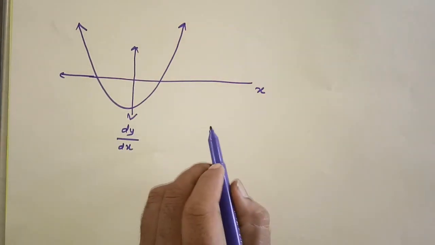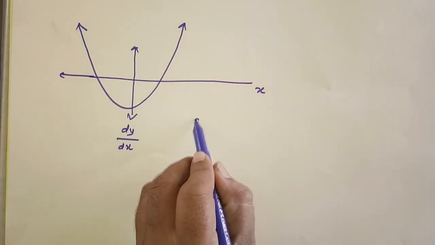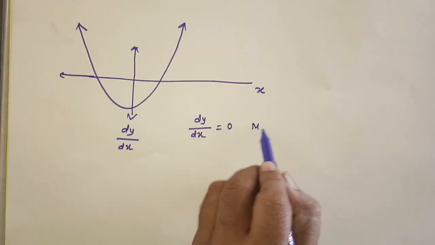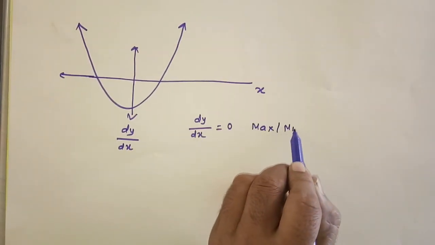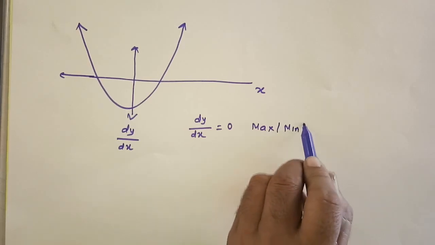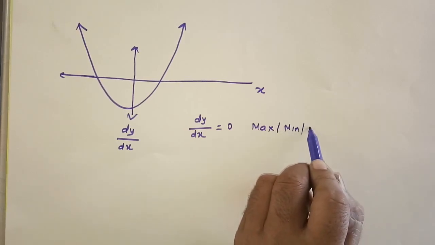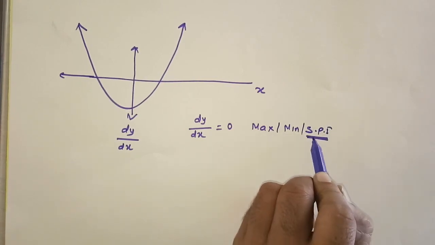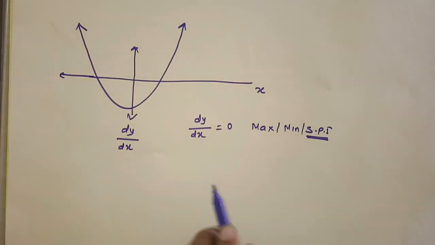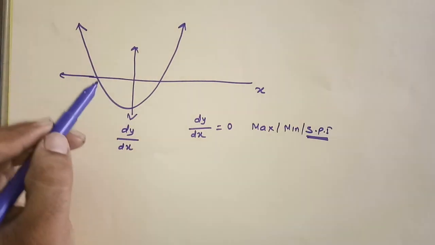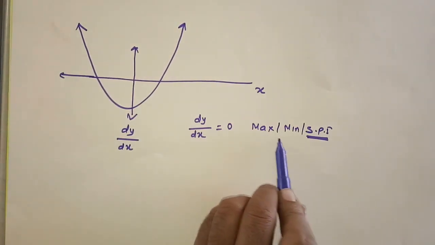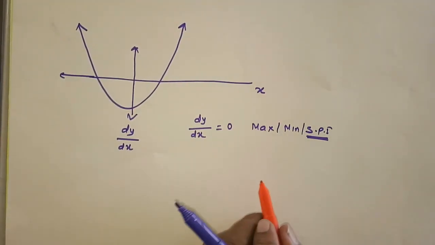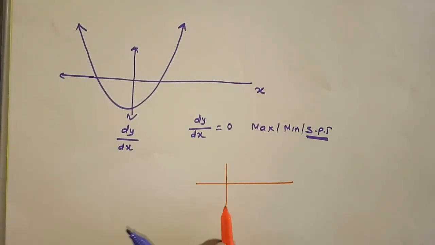The first conclusion I can draw is that wherever your dy by dx is 0, it can be a max or min, or maybe a point of inflection, a stationary point of inflection. But if I look at the derivative graph, I can easily figure out the maxima or minima. So consider a function which has a turning point.